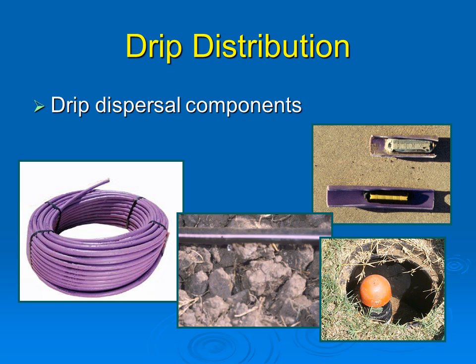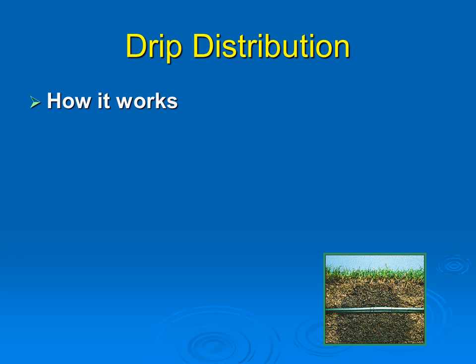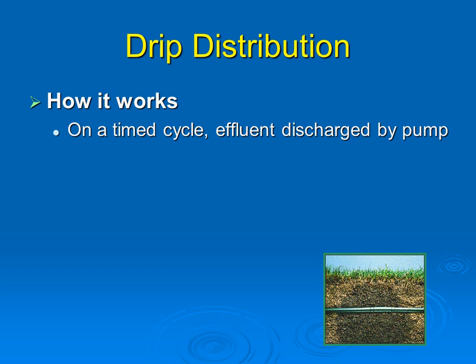There are 2 primary manufacturers of tubing used in wastewater. The emitters are manufactured within the tubing as shown in the upper right photo. The bottom right photo shows you an air relief valve. A drip distribution system may also have pressure regulators, filters, ball valves and/or solenoid valves, check valves, and a variety of fittings and connectors. A drip distribution system operates on a timed cycle and is pressure dosed.